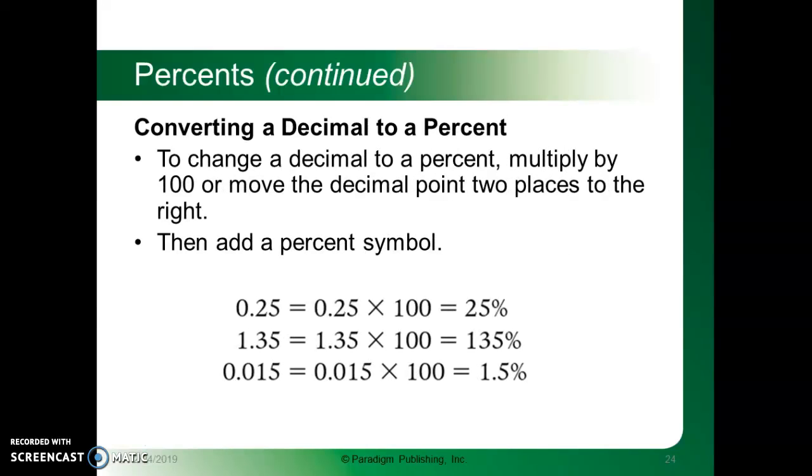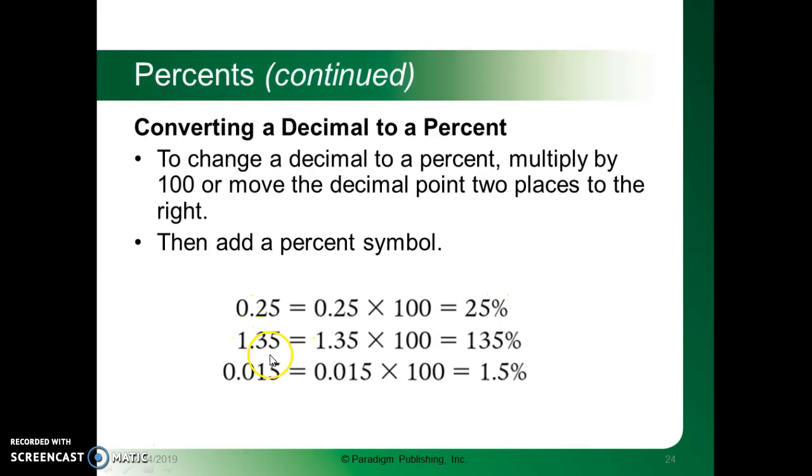Converting decimals to a percent. So remember we moved the decimal point 2 spaces to the left to convert from percent to decimal. Now we would move the decimal 2 spaces to the right to convert from decimals to a percent, and then we would just add the percent symbol. So 0.25, move our decimal 2 spaces to the right will give us 25%, or if you want to use your math, you would just multiply by 100. So 0.25 times 100 gives us 25%.